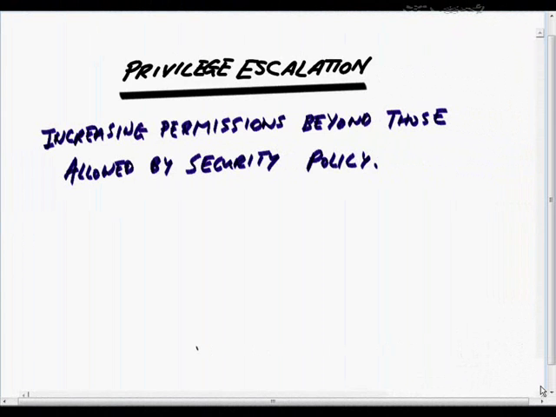Now, one of the first security fundamentals is simply this. We don't give individual users or systems access to areas they're not supposed to have access to. So one of the first types of measures that's going to be taken against a system or a service is to basically escalate the privileges or increase permissions beyond those that are allowed by the security policy.